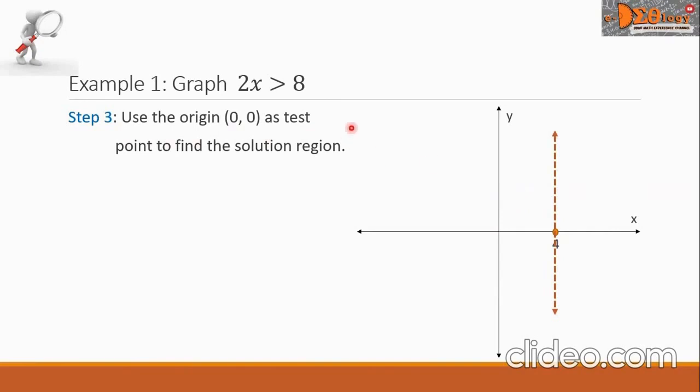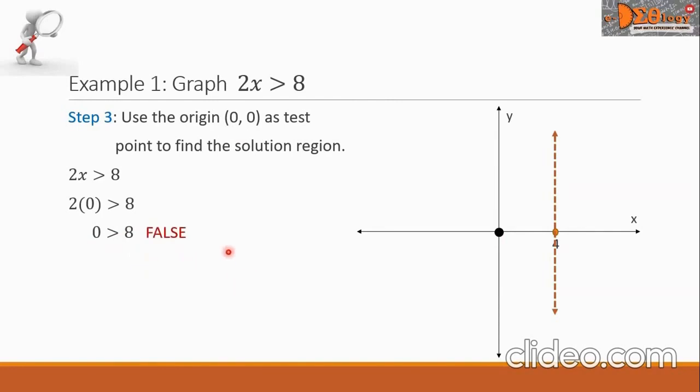That's why we need to use a test point. And this is our origin. And this origin is part of the region on the left side of the line. So, 2x is greater than 8. Let us substitute the coordinates of the origin. The value of x is 0. So we have 2 times 0 is greater than 8. And 2 times 0 is 0, greater than 8 gives a false statement.